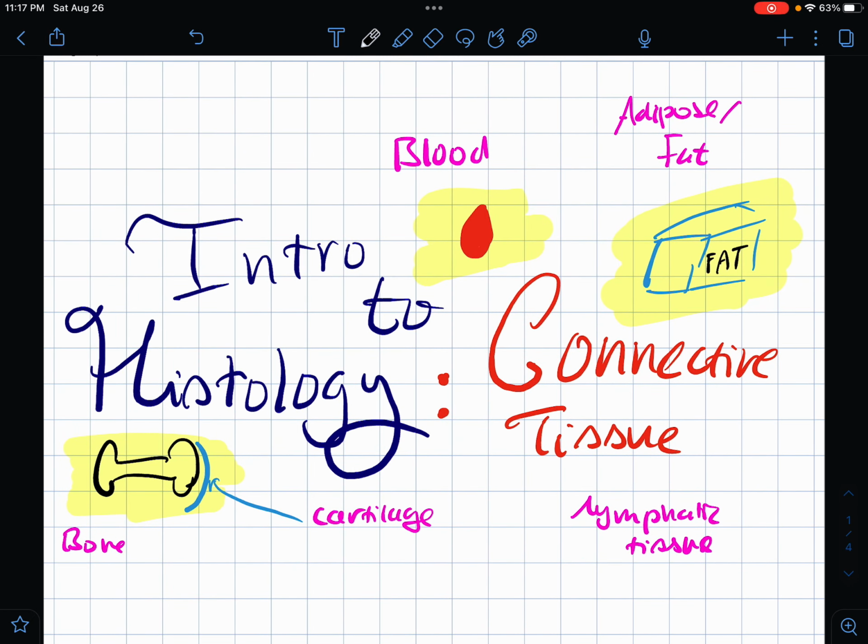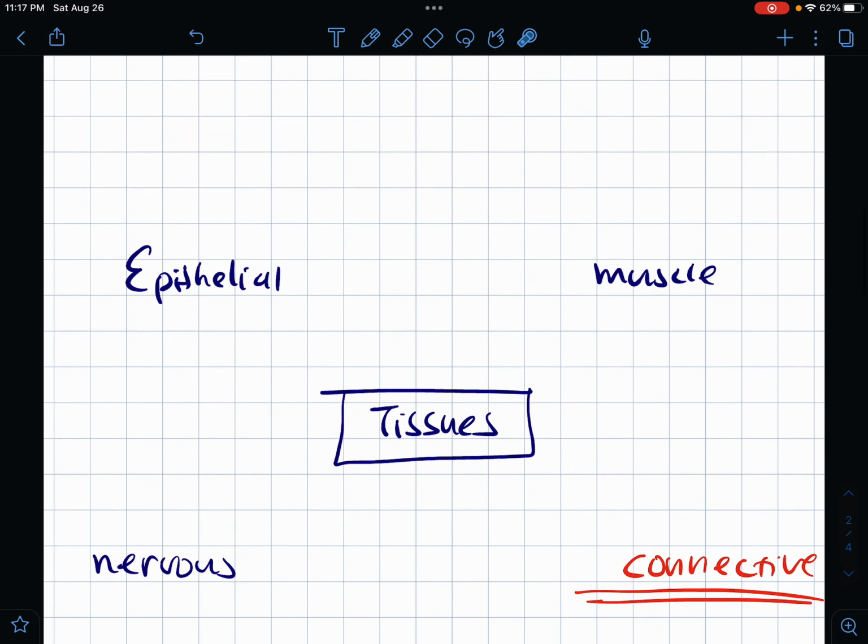As for connective tissue itself, there's a bunch of forms of specialized connective tissue, most of which you already know of. The first is the bone, and then covering the ends of the bone would be the cartilage. Then in the vessels, you can find the blood, the lymphatic tissues, and finally there's fat, also known as the adipose. And now that I've covered specialized connective tissue, you have to know what connective tissue is made of.